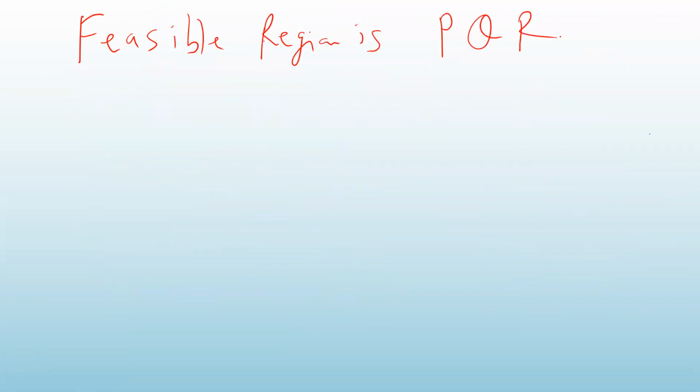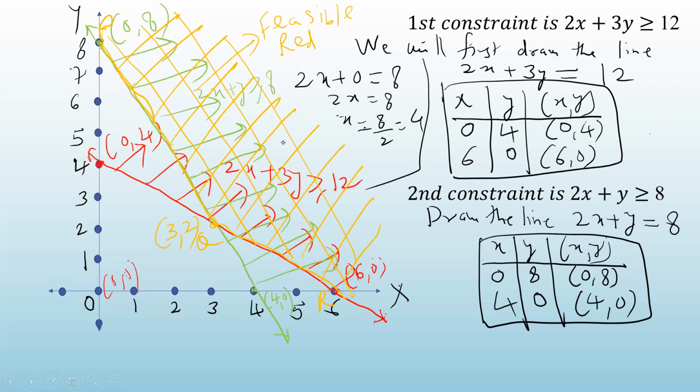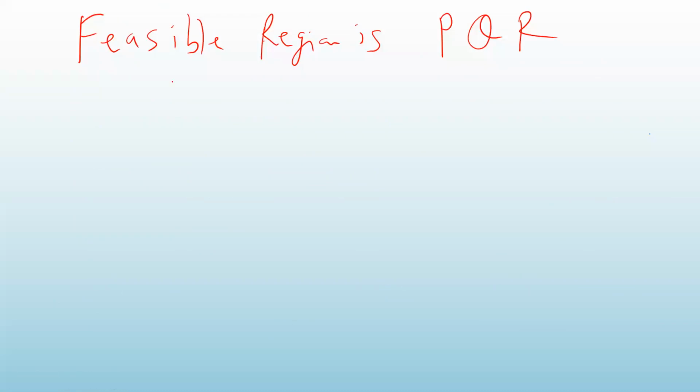So the feasible region is P, Q and R. It's an unbounded region. If you remember, last time in the maximization problem, the region had a boundary. Here there is no boundary, it is endless, but it has corners P, Q and R. So the feasible region is P, Q and R. So write down the corner points.